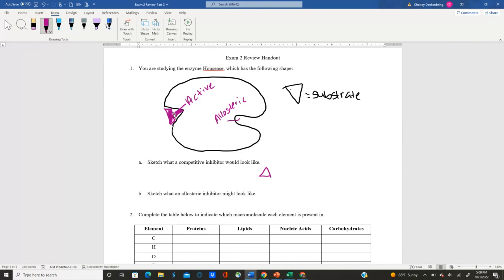With allosteric inhibition, we know that the inhibitor has to go to the allosteric site. This is also called non-competitive inhibition, which is how I teach it. I'm sorry, I should have typed that instead.